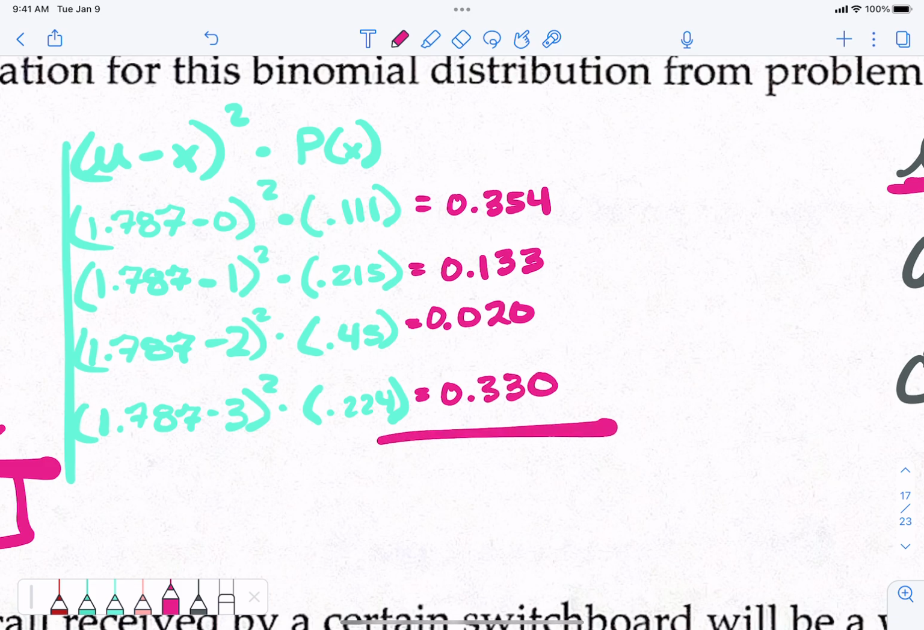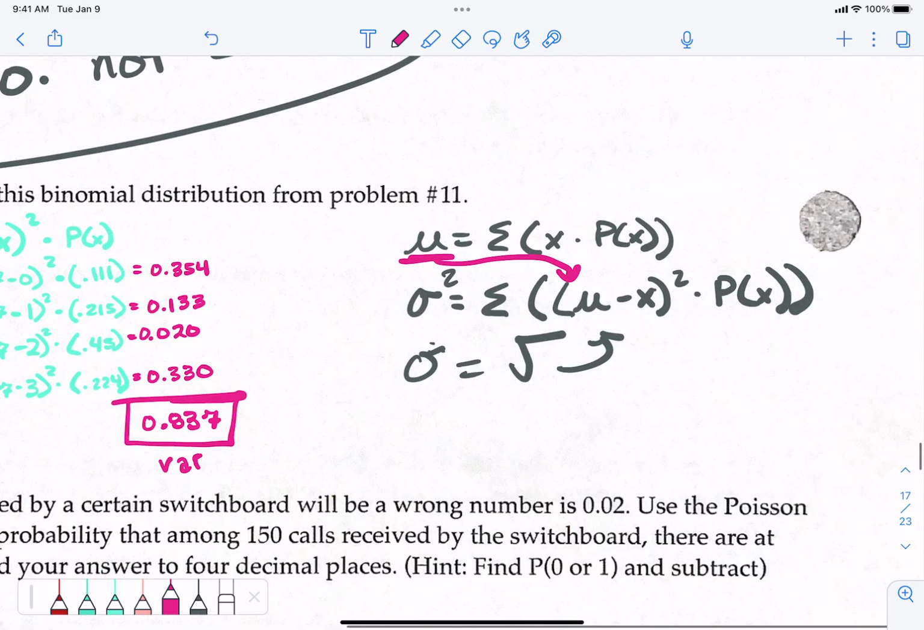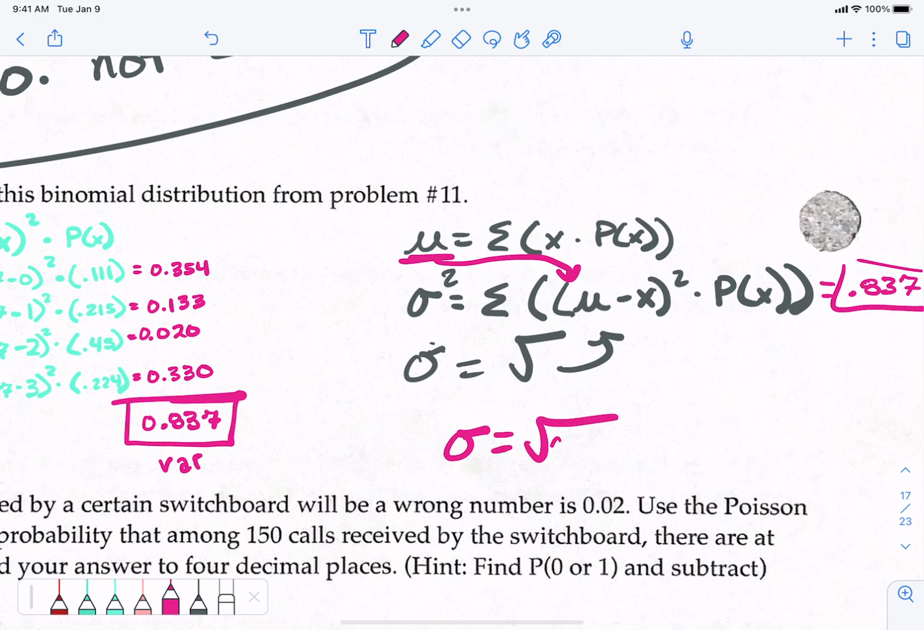The sum of all those is 0.837. Okay, so those are the results. Those are the solutions for each row, and the sum they said was 0.837. What is this number? That is sigma squared, the variance. So sigma squared, we got 0.837. It's not hard. It's the same process over and over again, but you have to be patient. Then to find the standard deviation, last thing, we take the square root of that number, 0.837.